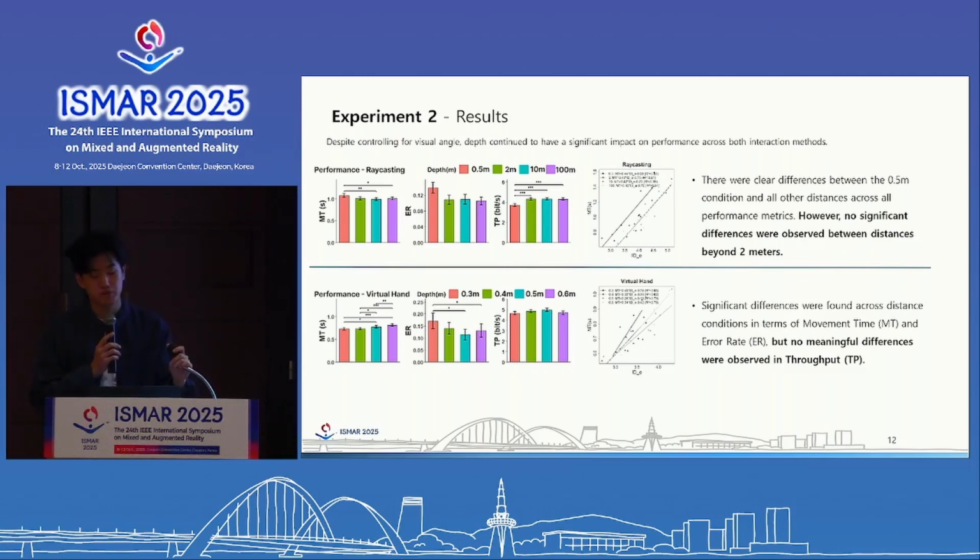In terms of virtual hands, significant differences were found across distance conditions in terms of movement time and error rate. But different from experiment 1, there were no meaningful differences observed in throughput.